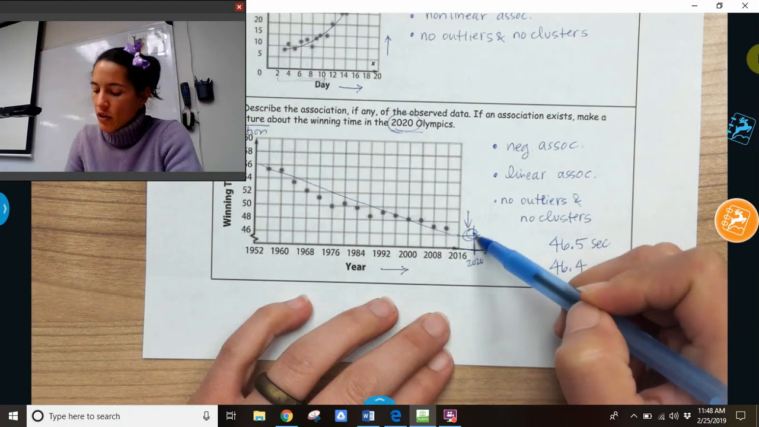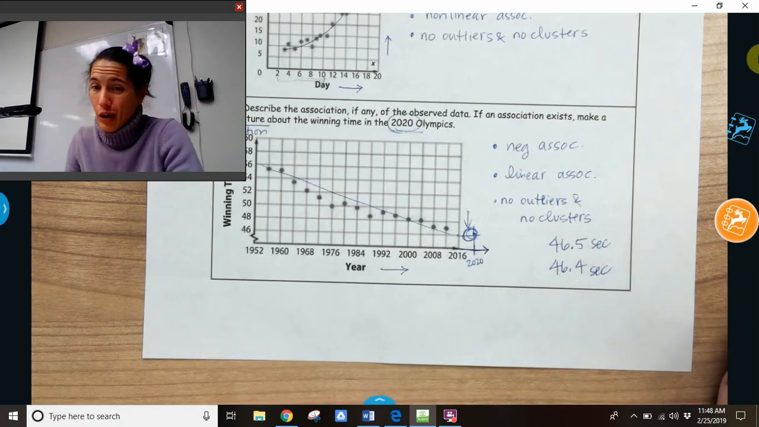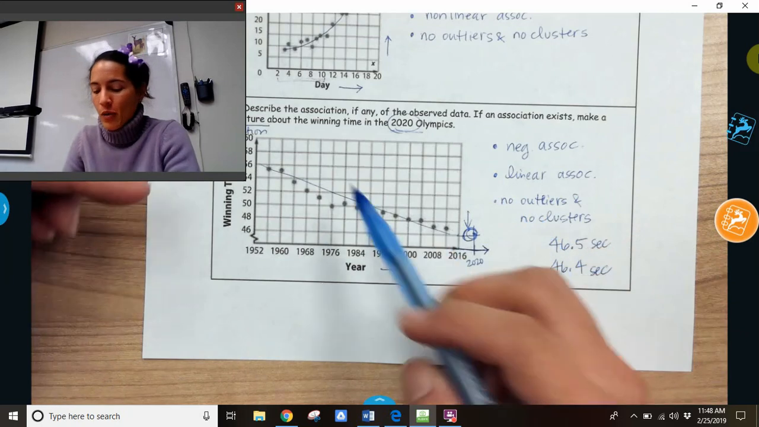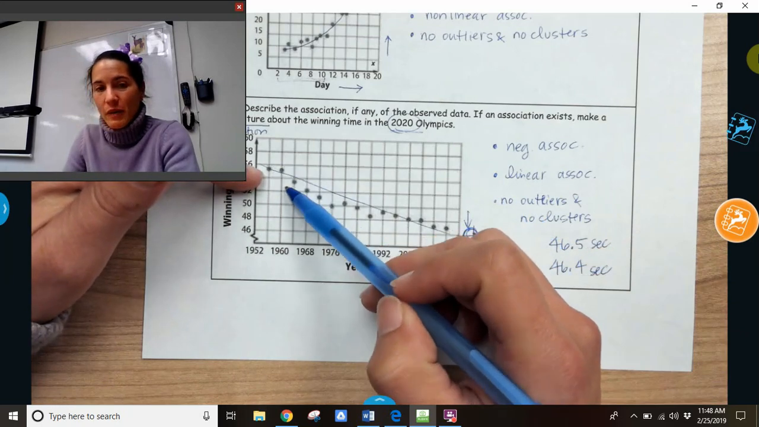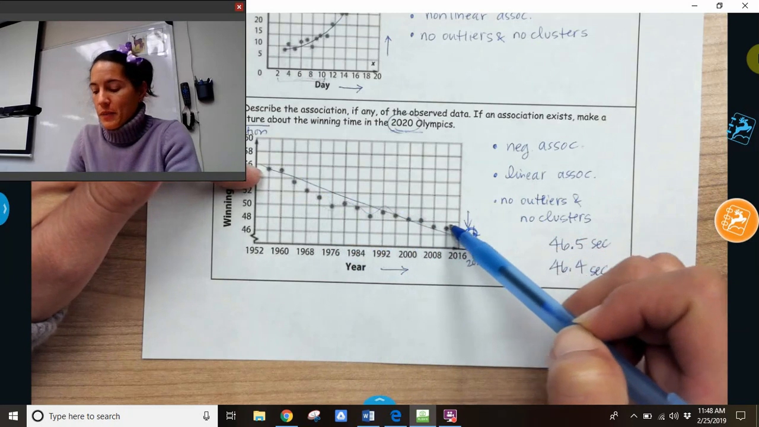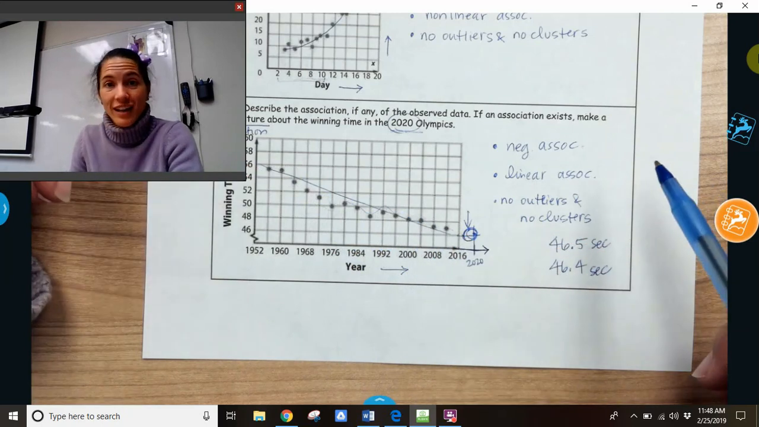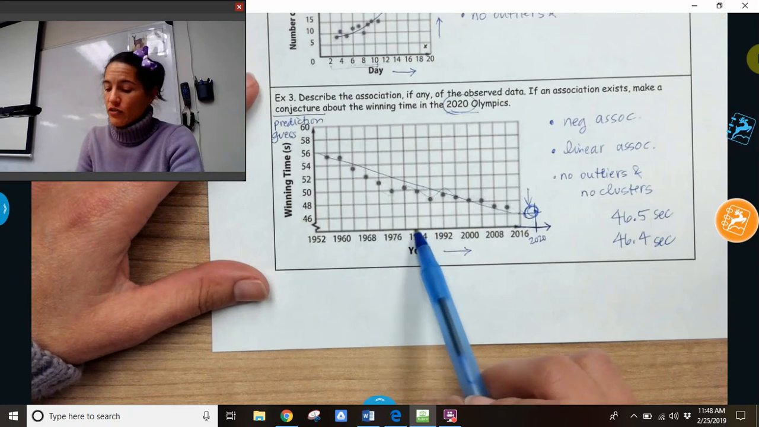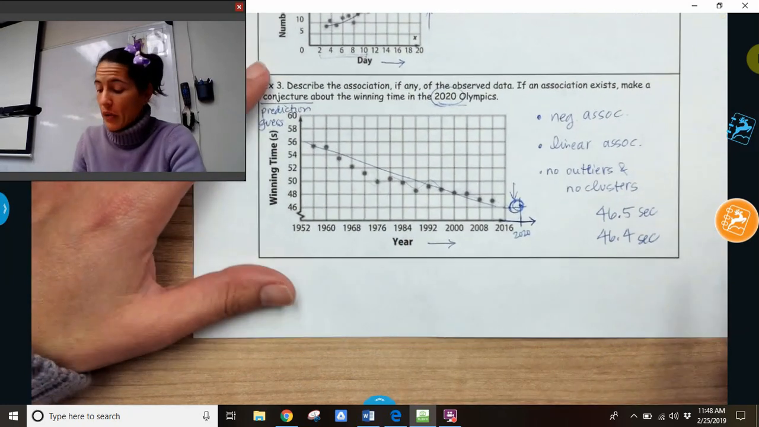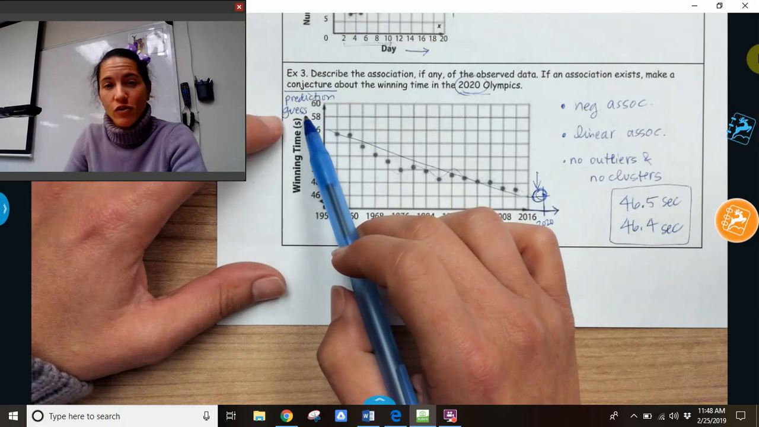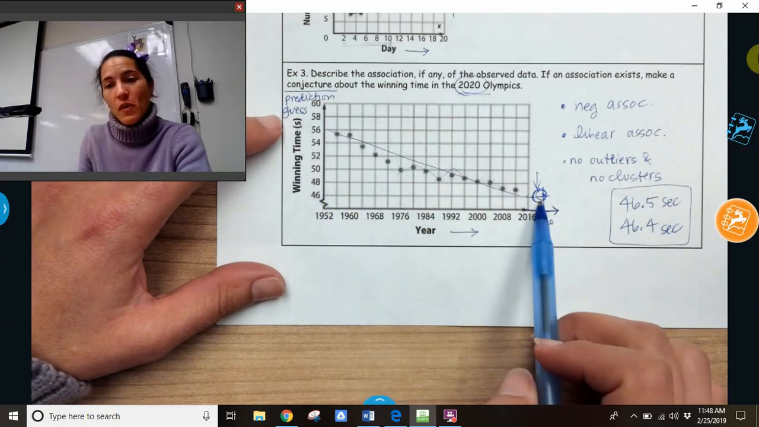But it needs to be kind of close to this 45. It's not going to be below 46, and it's not going to be way up here, because consistently it might go up and then down, and this one went down, but then it went back up. So these are the winning times in the Olympics every 4 years for some sport. I don't know. But when it asks to make a conjecture, that's like a prediction or your guess based on the data that you have.